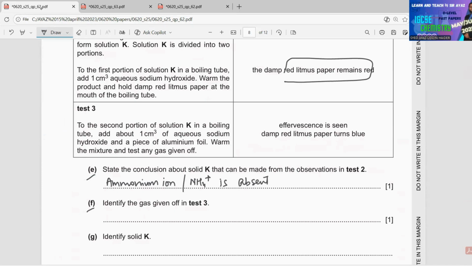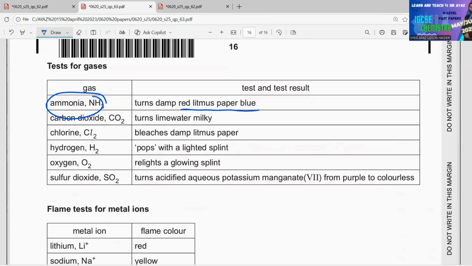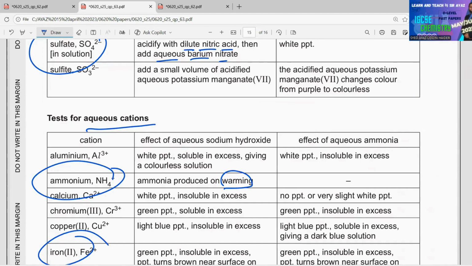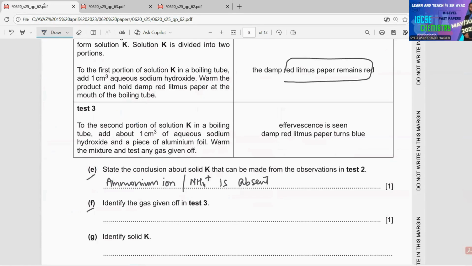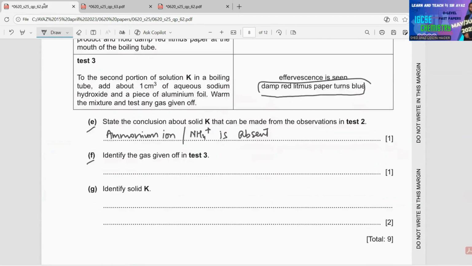Part F. Identify the gas given off in test 3. In test 3, they have added aqueous sodium hydroxide and a piece of aluminum foil, warmed the mixture and tested any gas given off. This will be the test for the nitrate ion. If you look at the test for nitrate ion, here's the test: add aqueous sodium hydroxide, then aluminum foil, warm carefully. Ammonia is produced. So this must be the ammonia gas produced here. As you can see, they have also written the damp red litmus paper turning blue. So it must be ammonia. So I'm going to write NH3 or ammonia.